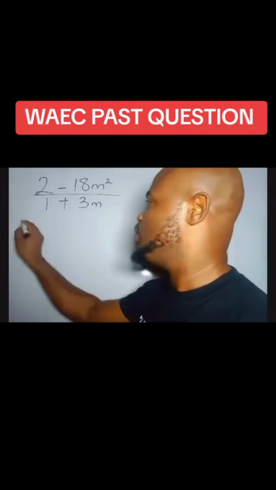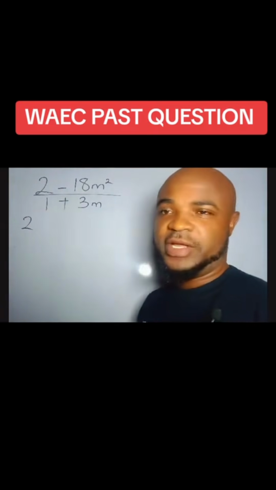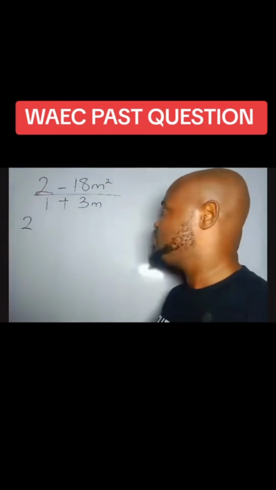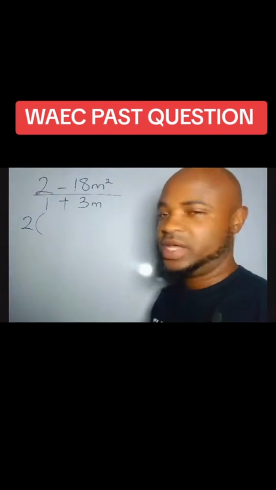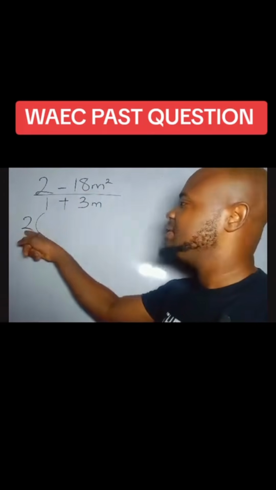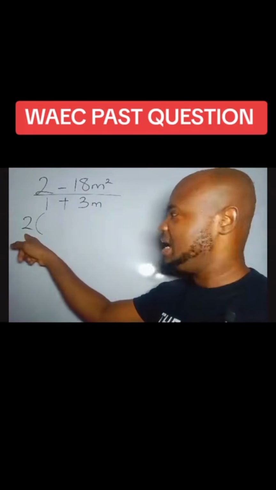All right, so looking at 2 and 18, what is the highest common factor? What is the biggest number that can divide 2 and divide 18? And that is obviously what? 2. I hope you're following. Fantastic. Now, this one has m squared. Does this one have m? No, it doesn't have m. So that means they do not have m in common. So I'm going to open a bracket and I will divide each of these terms by the highest common factor.